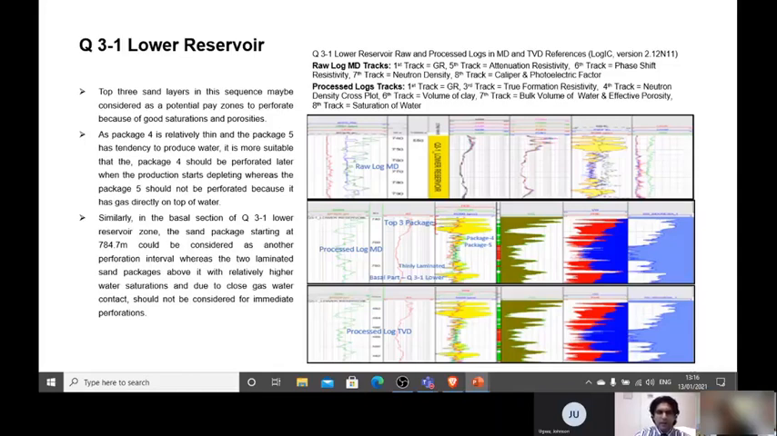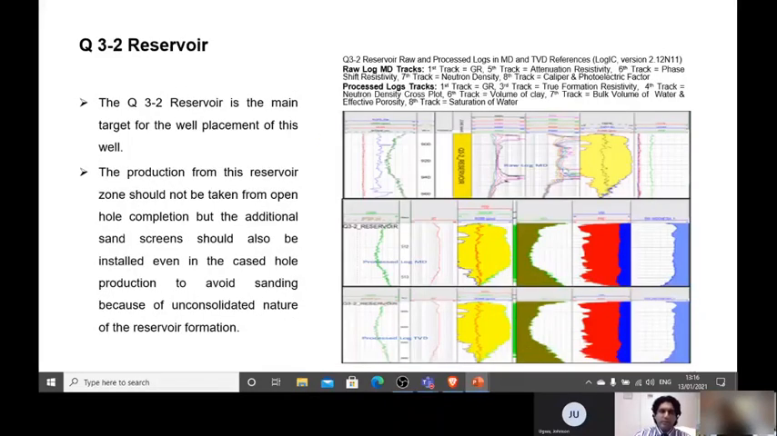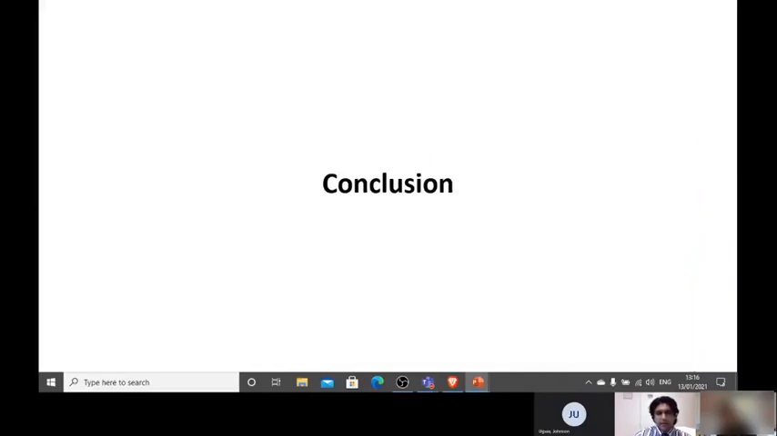Similarly, the basal part can be considered for immediate perforation, whereas the thinly laminated two layers above this basal part should not be considered for immediate perforation because of the high saturation of water. Without any question, this is a good candidate for perforation. Q32 reservoir zone is the main reservoir zone of this well and is placed in lateral section of well. Because of the loose silty sand, the open hole production should not be taken to avoid sanding issues.